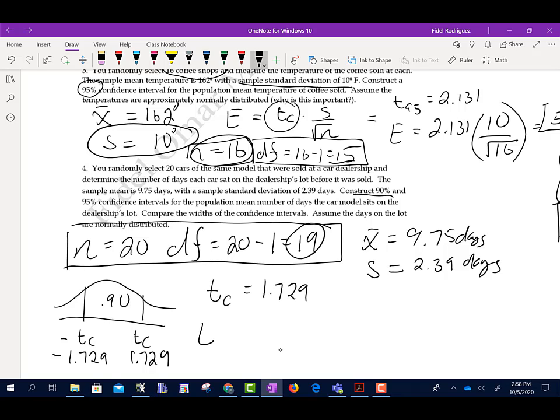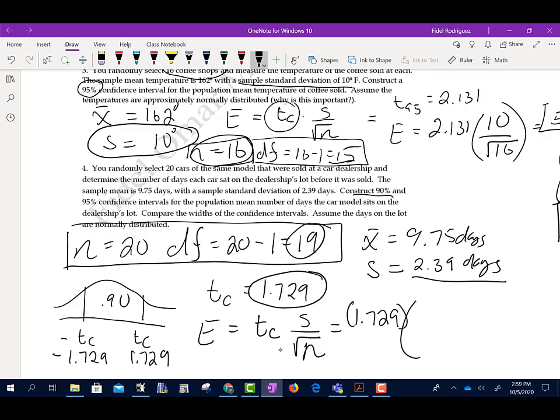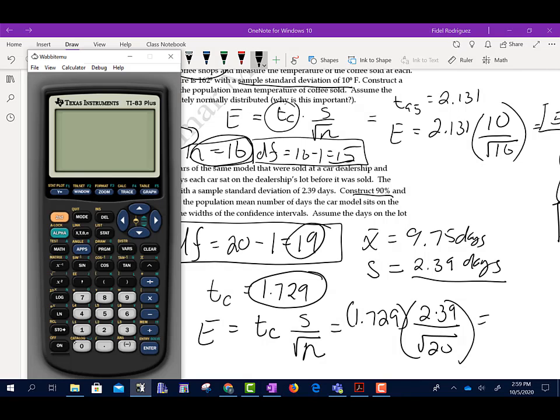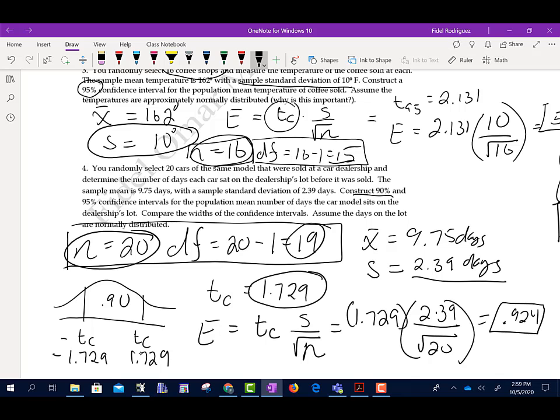TC is 1.729. Now remember, to find the error, I'm going to take that value TC and multiply it by S divided by the square root of n. This is going to give me the error. So here's my TC value, 1.729, times my sample standard deviation, which is 2.39 days, divided by the square root of n, which we said was 20. Let me grab my calculator again, turn it back on, clear it out. 1.729 times 2.39, divided by the square root of 20, close off my parentheses, and I'm coming up with 0.924. Okay, so here's my error.